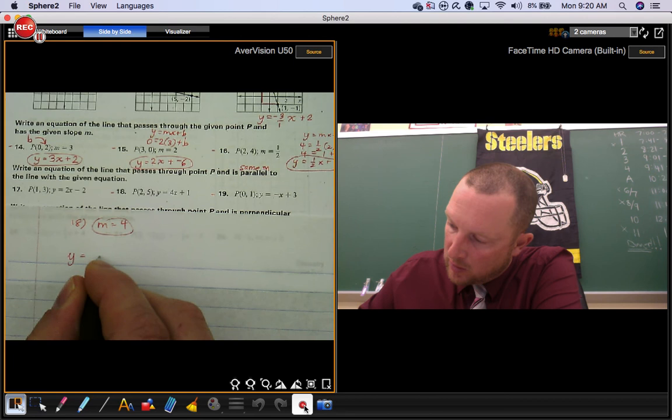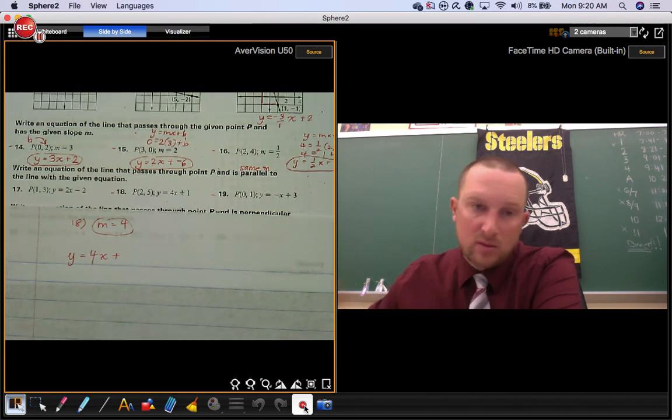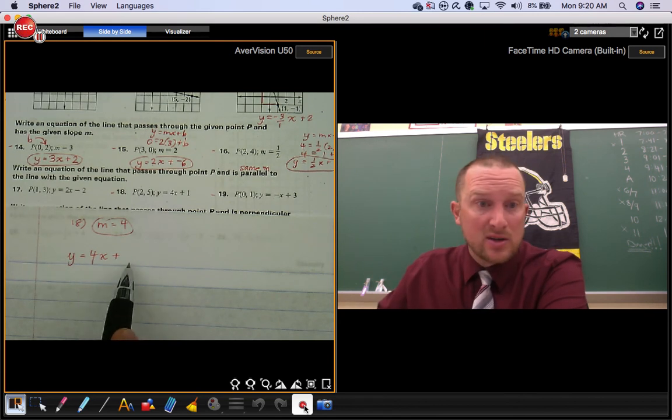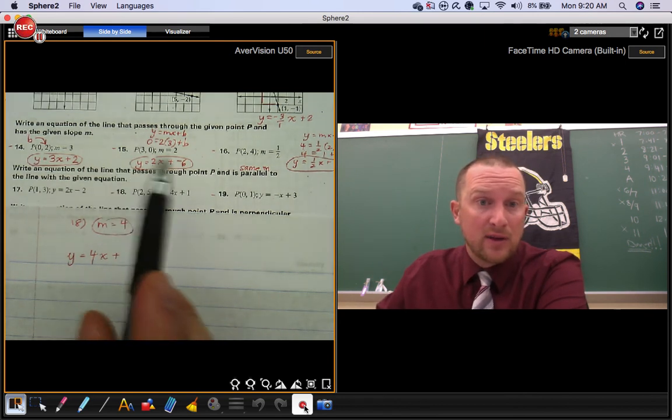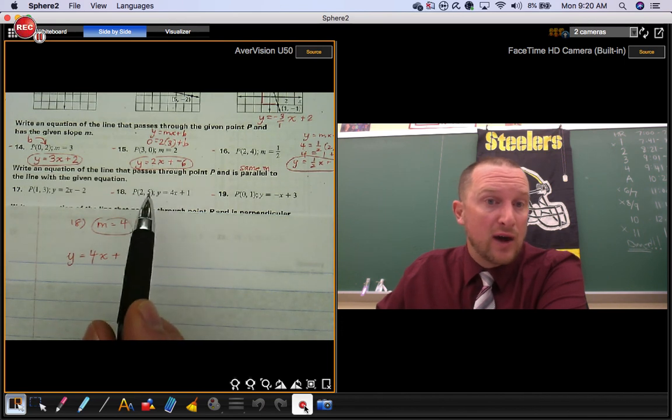So y equals something x plus something else. I know my slope is 4, so I'm halfway done with my answer. The only thing I need is my y-intercept, and I'm going to find it the same way I found it up here. So notice my ordered pair, 2, 5. This ordered pair 2, 5 lives on this new line.